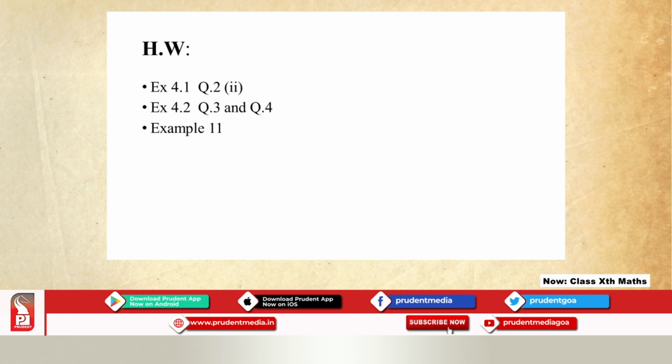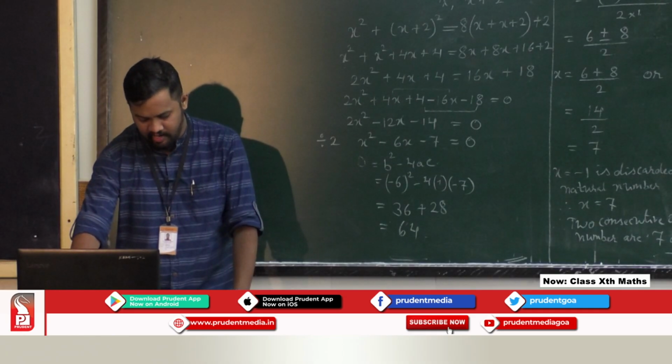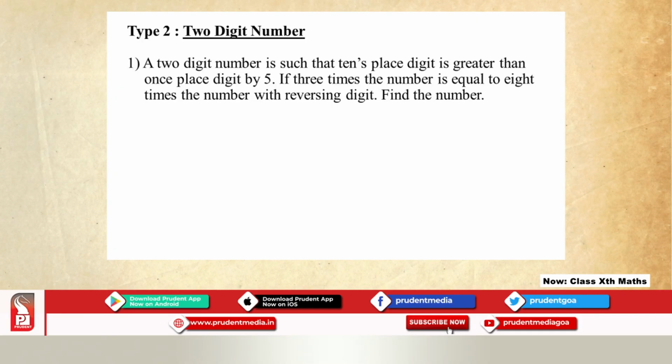So hope you are clear with the first type, that is the number type. One is natural number. Consecutive means one after the other, and consecutive odd also means one after the other, but by adding plus 2, because every odd number or even number comes after adding 2 only. Going to the second type, that is 2-digit number.